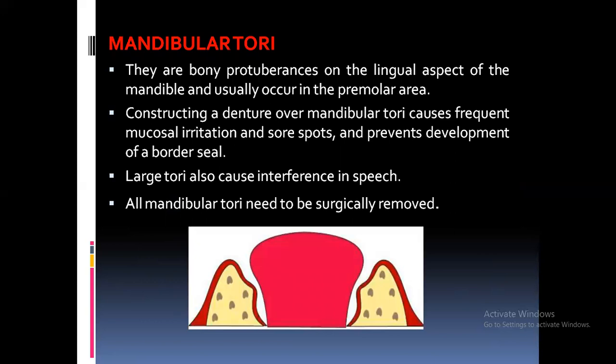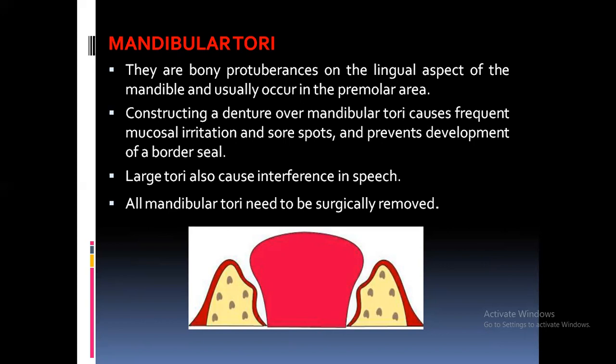Next one, mandibular tori. Mandibular tori are bony protuberances on the lingual aspect of the mandible and usually occur in the premolar area. Constructing a denture over mandibular tori causes frequent mucosal irritation and sore spots and prevents development of a border seal. Large tori also cause interference in speech. All mandibular tori need to be surgically removed.